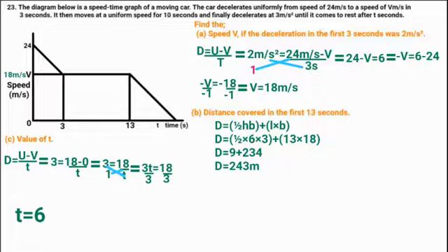Now like I said earlier, when we find the value of t using the final triangle, we are going to add 13 to the value we find. So we're going to say 6 plus 13, which will give us t is equal to 19. So the value of t is 19 seconds. So the time is 19 seconds there. That is the value of t.